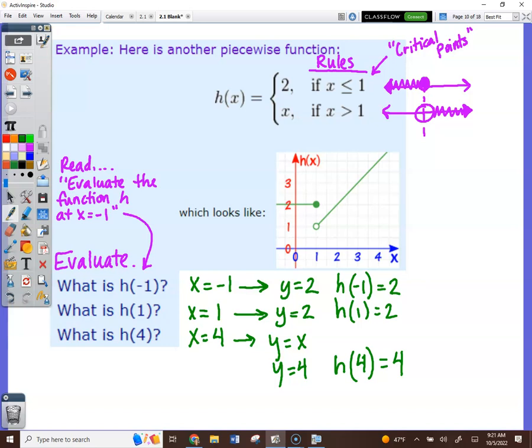Now looking at the graph, let me show you this. This is x is negative 1, y is 2. Look, negative 1, 2. You should land on the graph. X is 1, y is 2. Right 1, up 2. X is 4, y is 4. Right 4, up 4. So that's another way to evaluate it if you have the graph in front of you. Okay? Does that make sense?